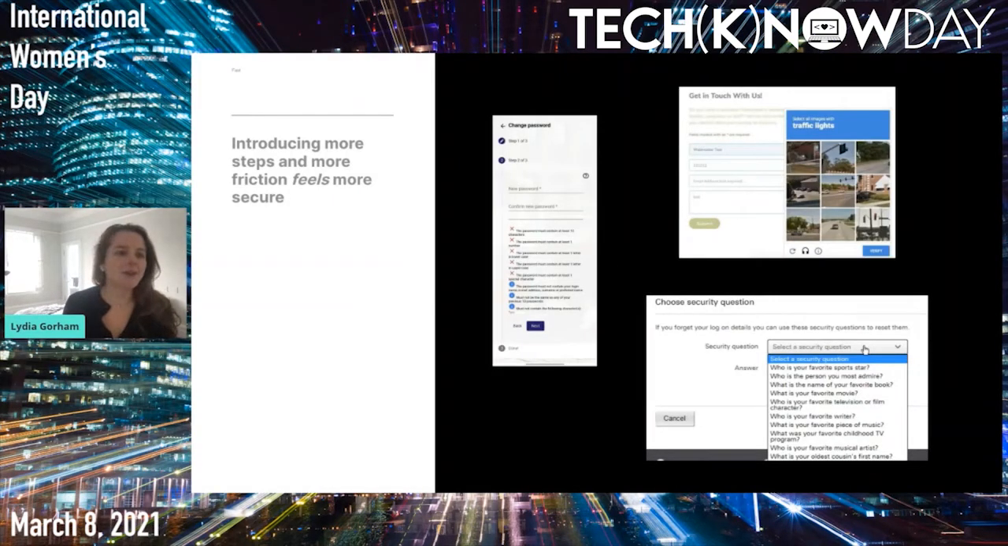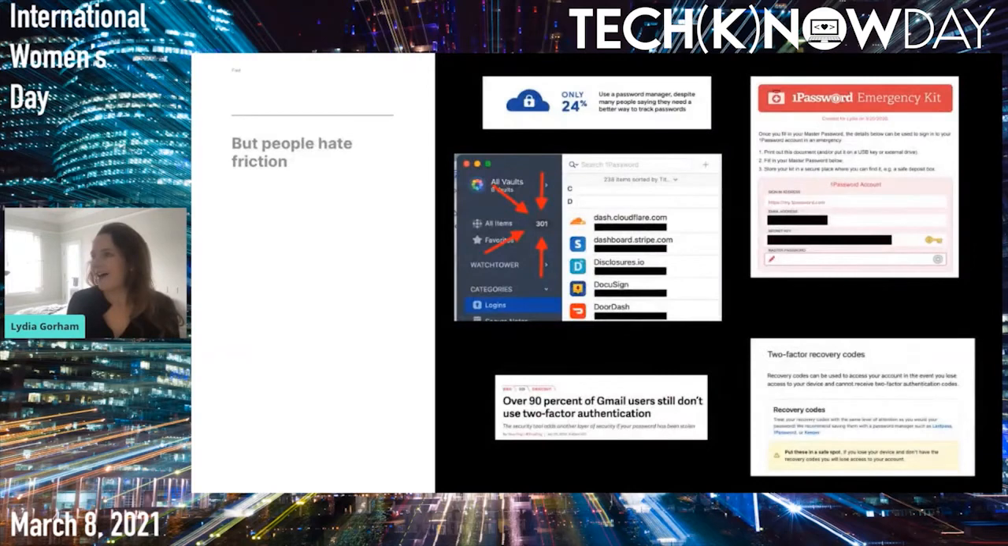So a common response is to just introduce more steps and more friction. The harder it is to prove you are who you say you are, the more deterrent you'll have for malicious actors, right? Well, sort of, right? But people also hate friction. And if they hate it enough, they just won't use something that introduces a lot of friction, even if they know it's good for them.